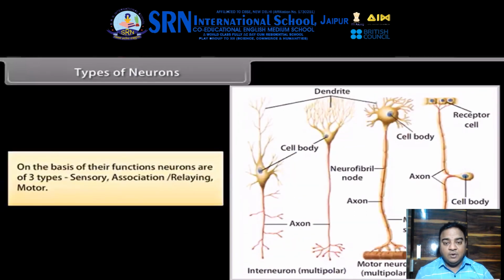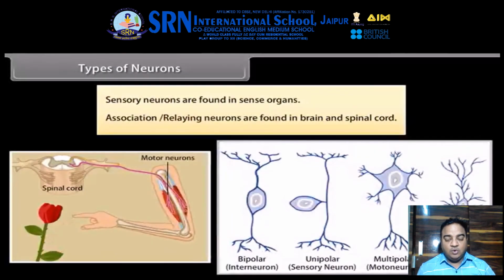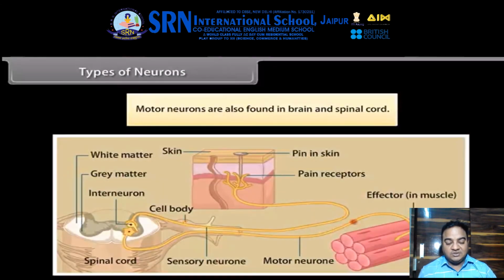Now let us study about the different types of neurons. On the basis of function, neurons are of three types, that is sensory neuron, association neuron and interconnecting or relaying motor neurons. Now let us see where the sensory neurons are found and what is the location. So they are found in the sense organs. Associate or relaying neurons are found in the brain and the spinal cord. Let us see the type of neurons on the basis of their position. So motor neurons are also found in the brain and the spinal cord, as it is evident from the picture.